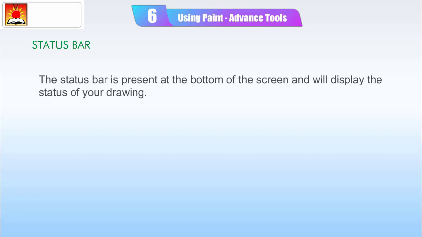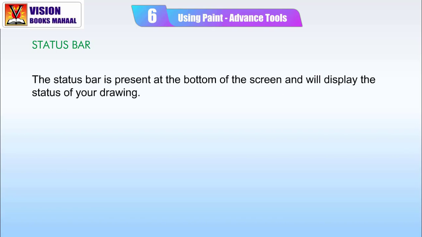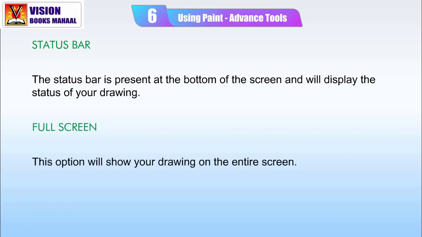Grid lines. This option will show the grid lines on the drawing area. Status bar. The status bar is present at the bottom of the screen and will display the status of your drawing. Full screen. This option will show your drawing on the entire screen.